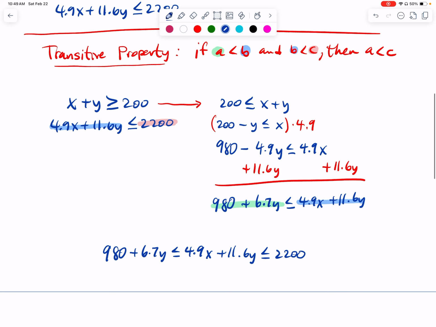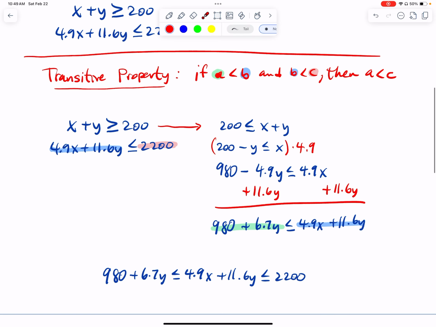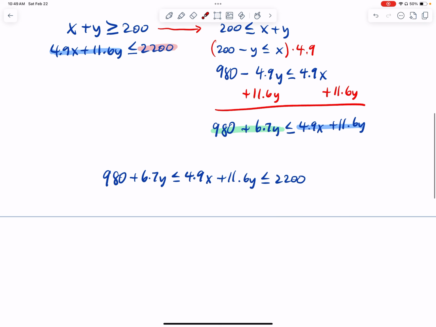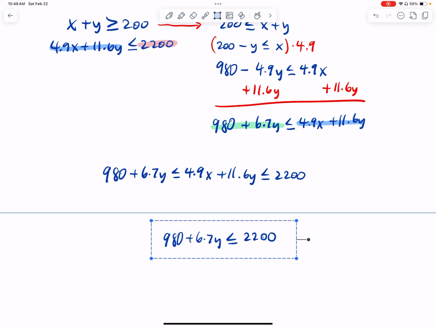Now, using the transitive property right up here, we get rid of the b. We get rid of the middleman, and we go straight from the first one, the smallest thing, to the last thing, the biggest one, c. And so your new inequality becomes 980 plus 6.7y is less than or equal to 2200. And now you have an inequality in just one variable, and we can easily isolate that y. And y is the thing that we're trying to find anyway.